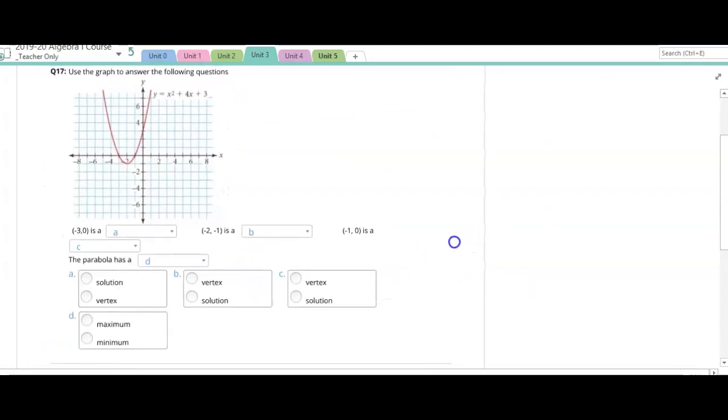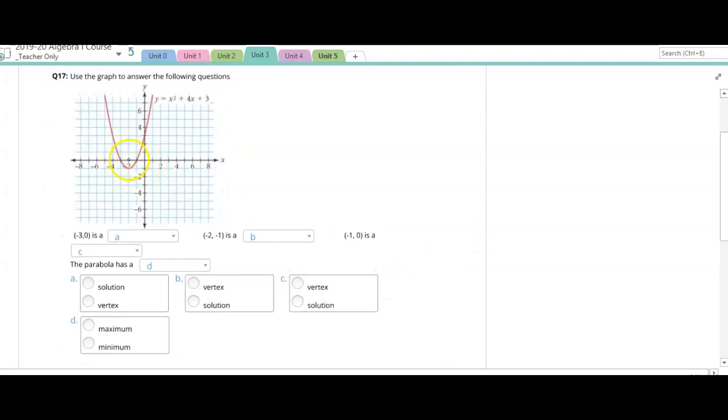All right. Right here, negative 3, 0. This point is a solution. Negative 2, negative 1 is a vertex. Negative 1, 0 is right here. That is a solution. And the parabola has a minimum because it's opening up. This point right here is the minimum because it's at the very bottom of the graph.